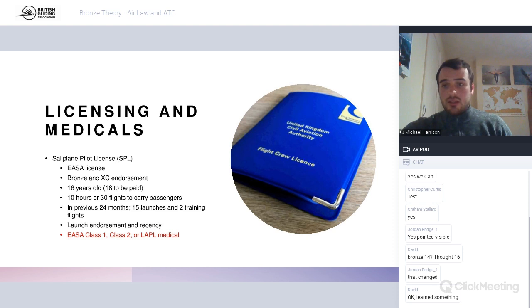The age does go up for a cross-country endorsement or for a sailplane pilot's license. You actually need to be 16 instead of 14. And you need to have completed 10 hours or 30 flights after the license was issued before you can carry passengers.